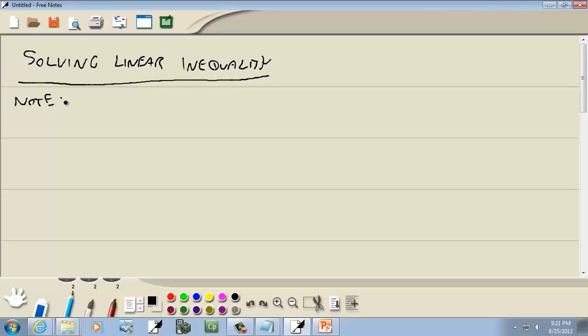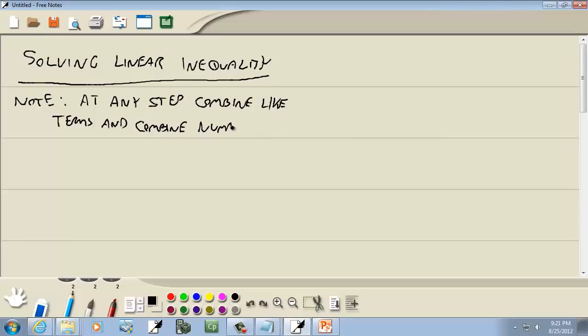We have our note up at the top. It says at any step, combine like terms and combine numbers. Step 1, get rid of parentheses. And remember, we do this via the distributive property.